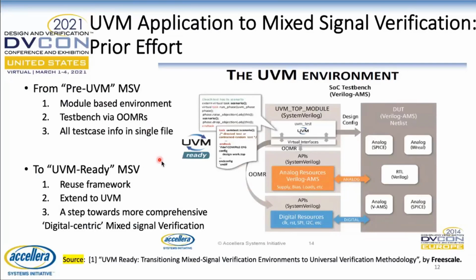In DVCon 2014 Europe, there was a presentation from Freescale called "UVM Ready: Transitioning Mixed Signal Verification Environments to Universal Verification Methodology." This presentation took a step forward by defining an approach to apply UVM-based concepts on the test bench created for mixed signal verification. In the process, it demonstrated how such a verification framework could be reusable and took a step towards more comprehensive digital-centric mixed signal verification. Simply put, it opened the door for exploring UVM-ready mixed signal verification in our industry.